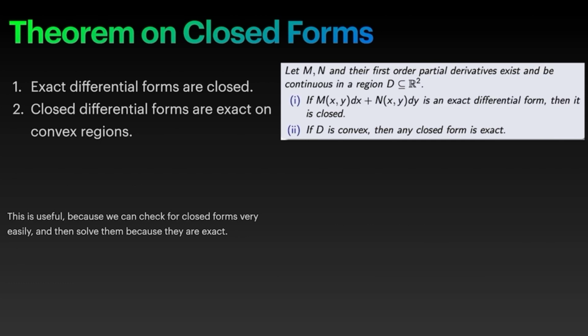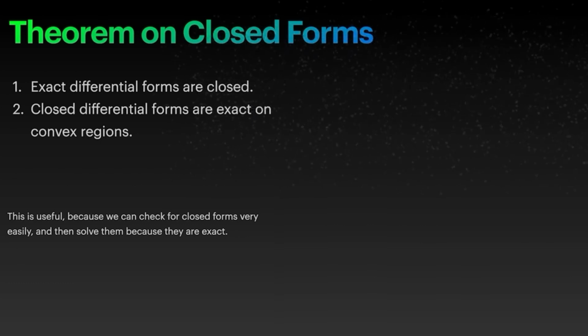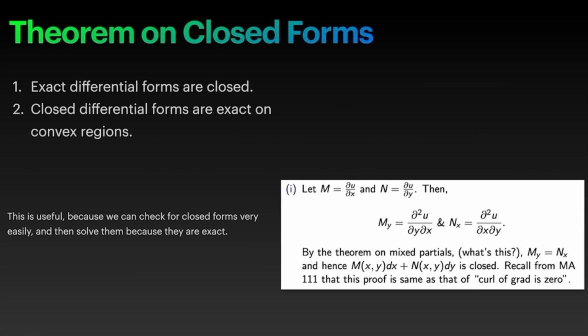And how do you check for closed? Closed is basically M_y equal to N_x, where by the mixed partials theorem from MA111, M_xy dx plus N_xy dy is closed. Recall from MA111 that it is the same as the proof that the curl of a gradient is 0. Now this is only true for certain domains and certain functions, but in this course this is mostly true. So what we have to do is check whether our equation is closed, conclude that it is exact because of the domain, find the exact function u(x, y) as the gradient, and then conclude that u equal to c is an implicit solution.